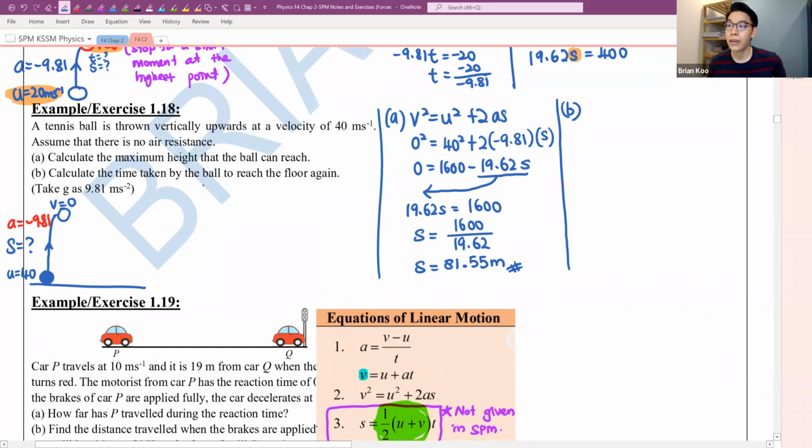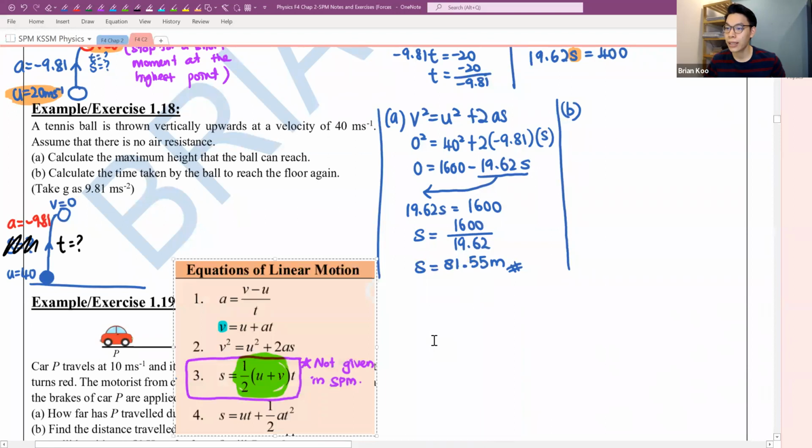So the time taken for the ball to reach the floor. Right now, I go and find out the T. I don't want S. I go and find T now. I don't want S, I want to find T. So that is number 1.